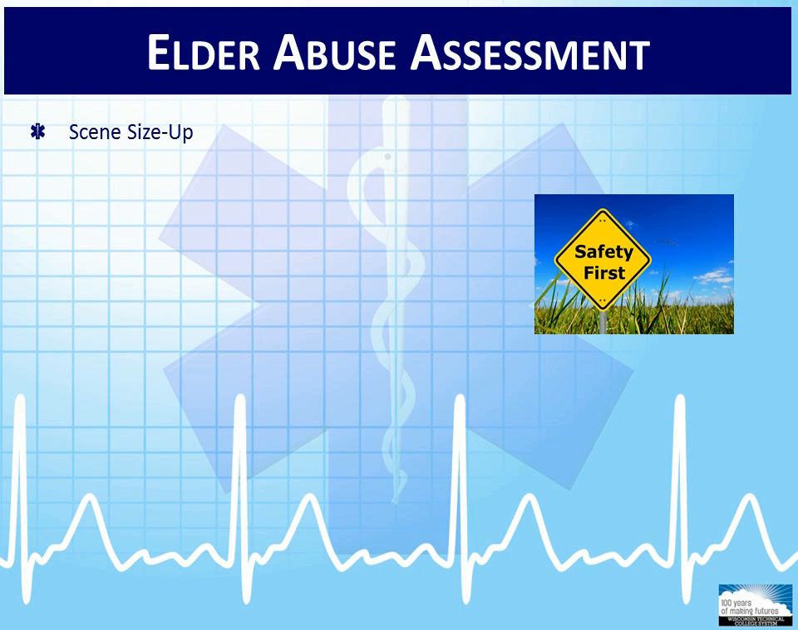Try to obtain an explanation from both the patient and caregiver as to what happened to necessitate EMS involvement. Observe the patient's behavior. Gauge whether or not it is appropriate for the situation. If the patient appears fearful, depressed, is reluctant to answer questions with the caregiver present, or looks to the caregiver for approval while answering questions, there may be cause to suspect potential abuse.